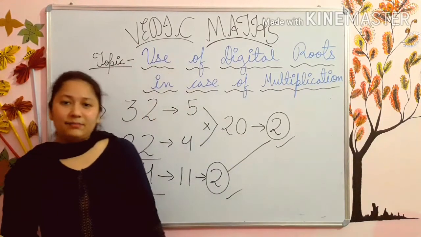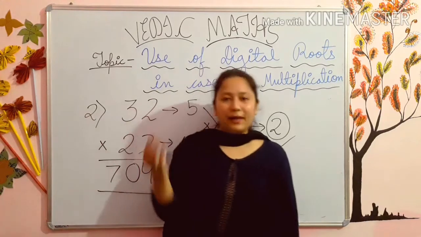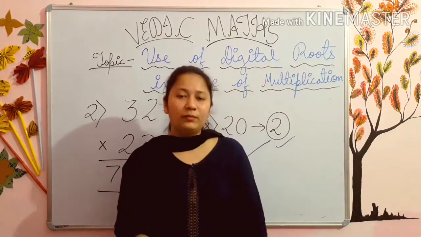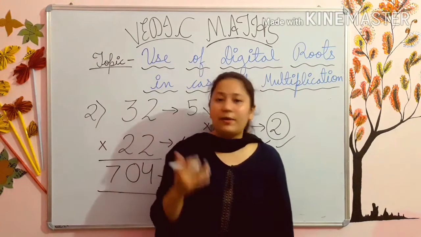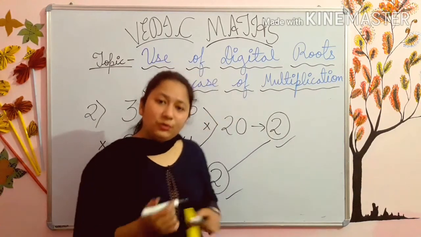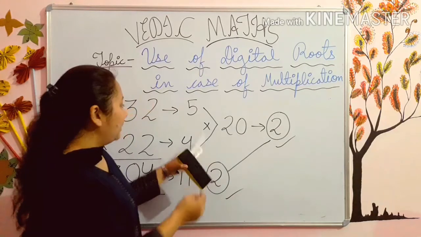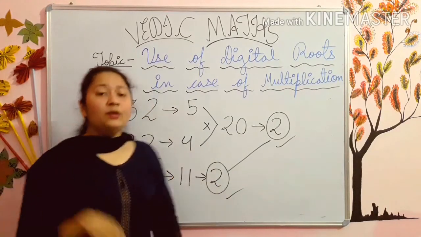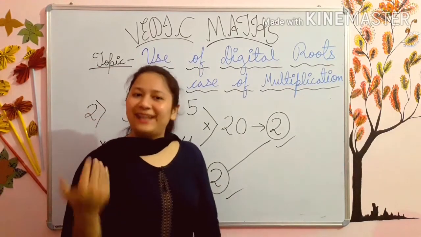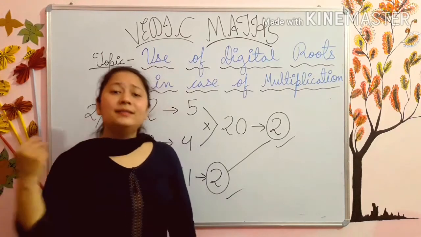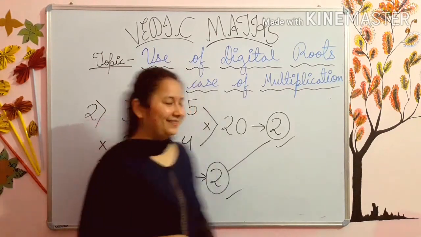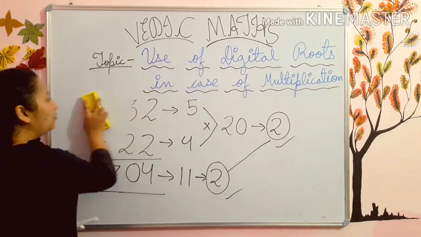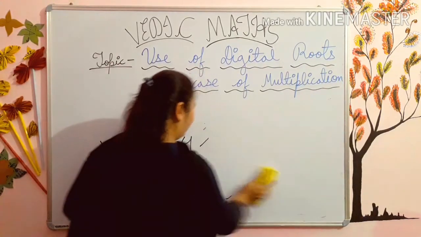Students, many a times in exams, in your regular mathematics also, you do a long multiplication sum and you don't know that your answer is right or wrong. So you can use this easy method to find out that your sum is right or wrong. And in some seconds, you can find out that your answer is right or wrong. So next we will move to our last sum.